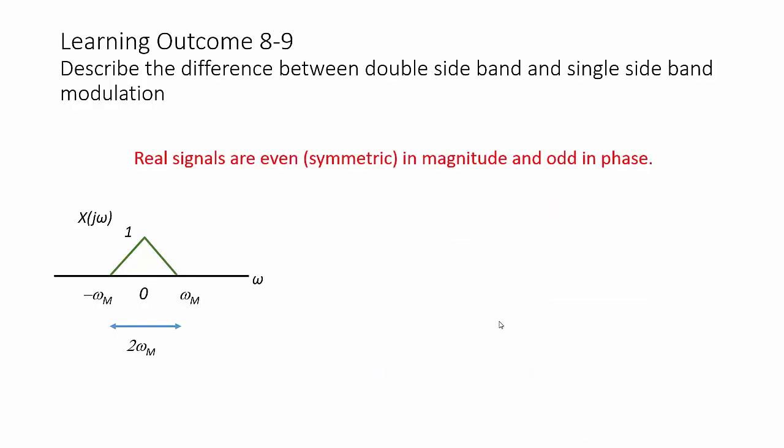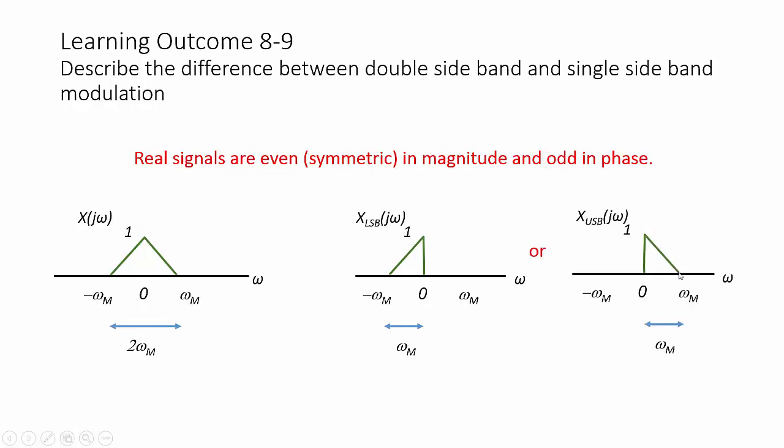Now consider the fact that real signals, if in time everything's real, which most things we work with are, if we have a real signal, it will be even, thereby symmetric, in magnitude, and odd in phase. What this says is that if we know the lower sideband of our signal, we have all the information for the signal because it will tell you what is missing here. Likewise, if we have the upper sideband of our signal, we will then know what is missing right here because of that symmetry.